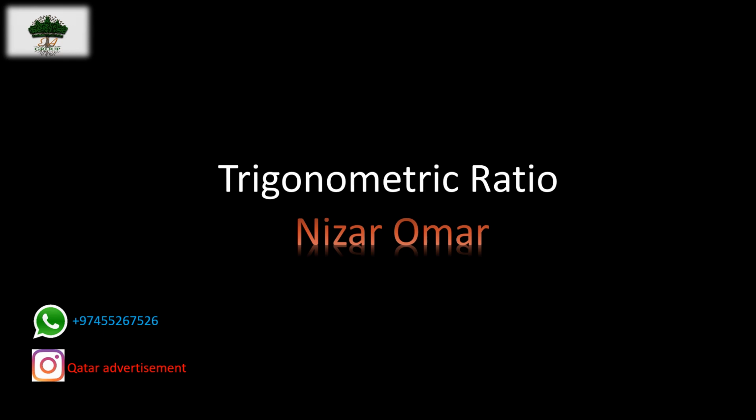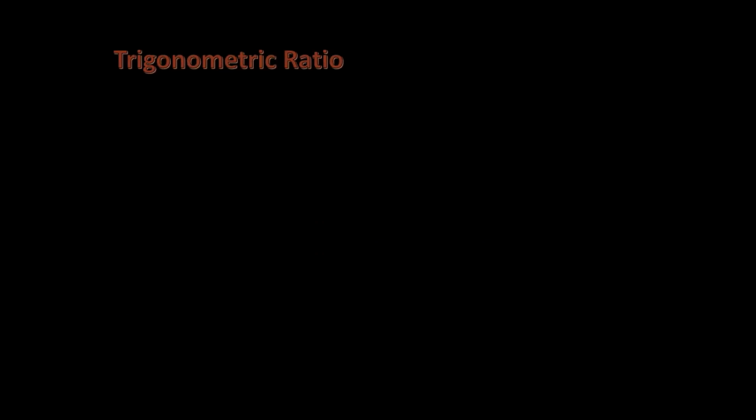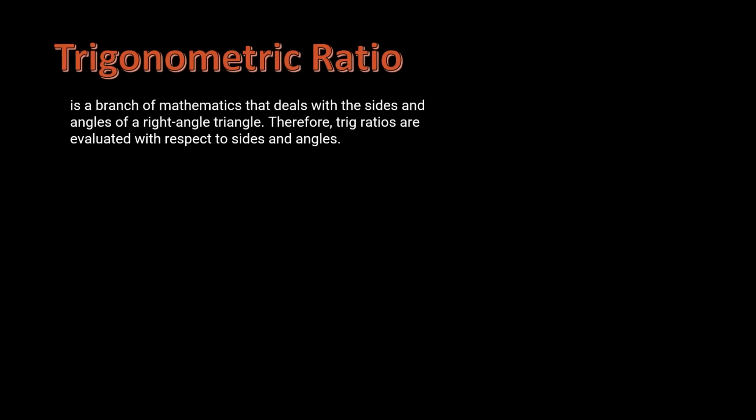In this video, we'll explain the trigonometric ratios, how to find the six trigonometric ratios, and how to use them to solve triangles. What are trigonometric ratios? Trigonometry is a branch of mathematics that deals with the sides and angles of right-angled triangles. Therefore, the trigonometric ratios are evaluated with respect to sides and angles.